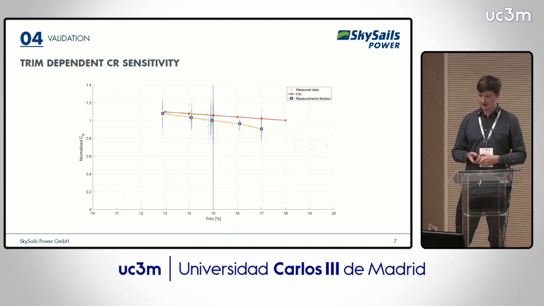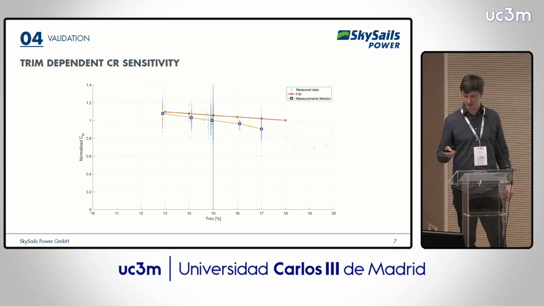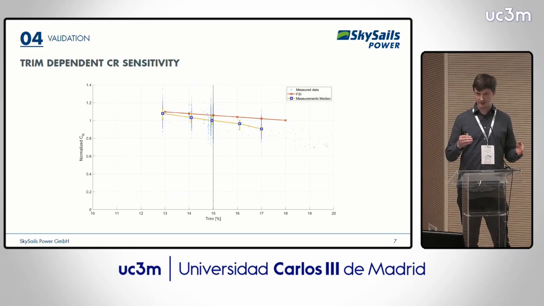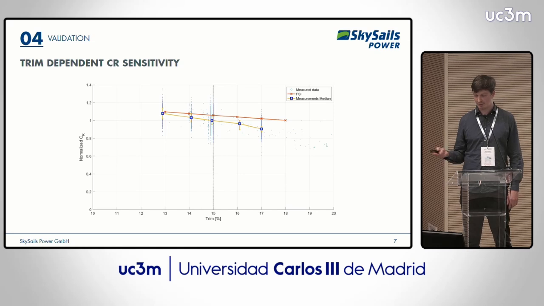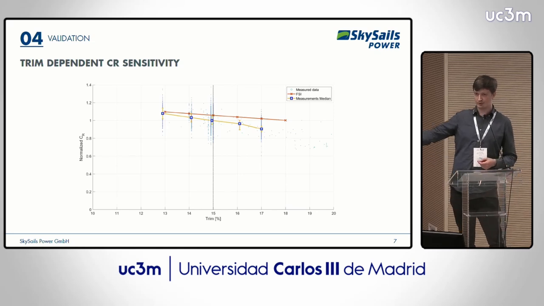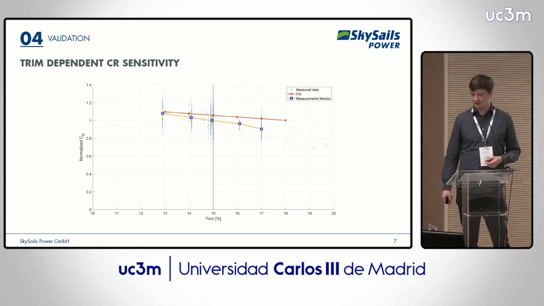Okay, so the first thing I was actually looking into was the CR around the power trim. On the x-axis you can see the trim, where 0 trim would be the highest angle of attack. 15% is our power trim, and 100% would be a fully depowered kite. And I just look at the sensitivity around the power trim.